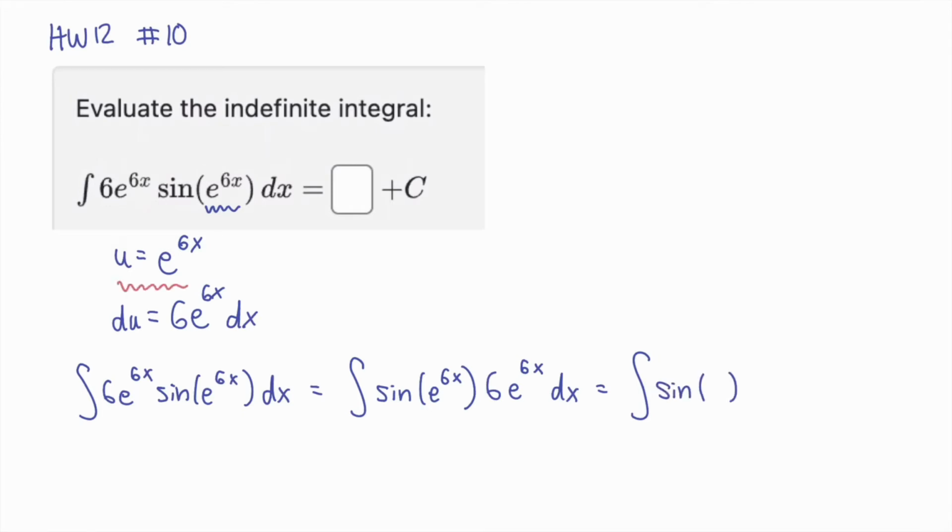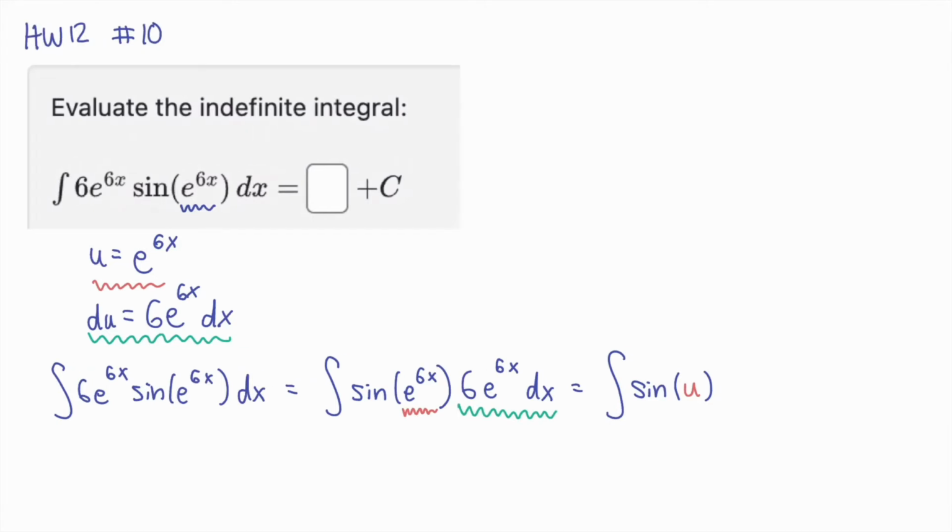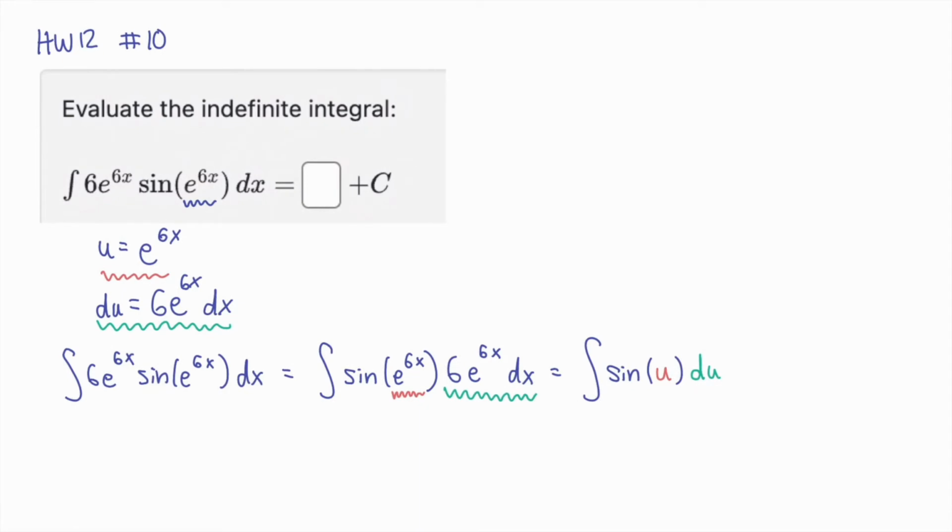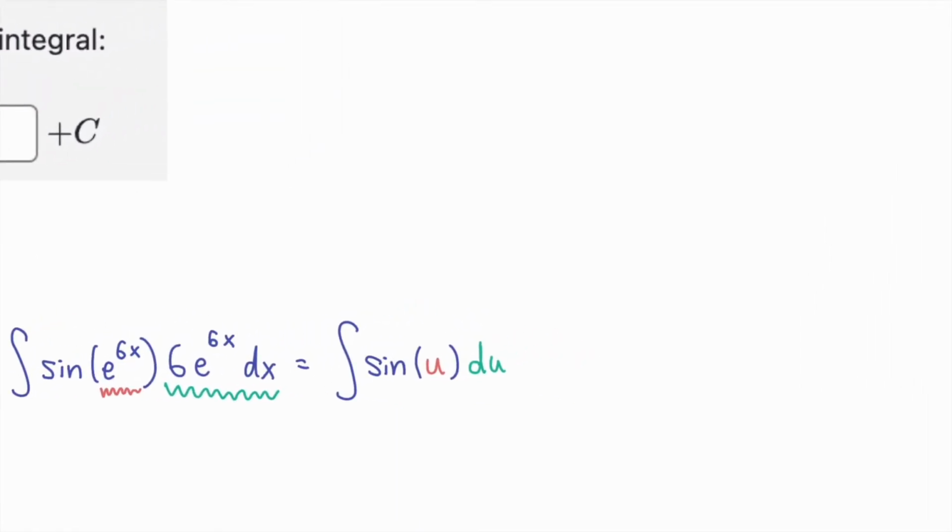So I can see that my u is equal to e to the 6x, and that's what's inside my sine function here. So I'm going to substitute in u inside of my sine function. And then we figured out that our du should be equal to this expression, and we can see that we have that right here. So I'll substitute all of that in for du. Now this is something that's much easier to evaluate, so let's go ahead and take the antiderivative. That's just going to be negative cosine of u. And remember, since this is an indefinite integral, we want to add a constant.